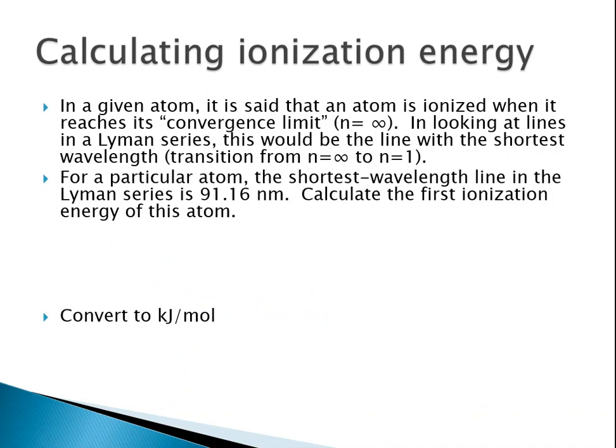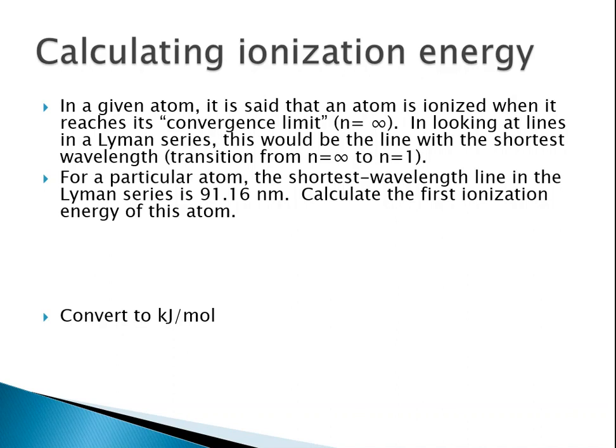Let me show you what I mean. In a given atom, it is said that an atom is ionized, it loses an electron, when it reaches its convergence limit, n equals infinity. And looking at the lines in a Lyman series, this would be the line with the shortest wavelength. For a particular atom, the shortest wavelength line in the Lyman series is 91.16 nanometers. Calculate the first ionization energy of this atom. Essentially what this is saying is that 91.16 nanometers equals the energy required to remove the electron.